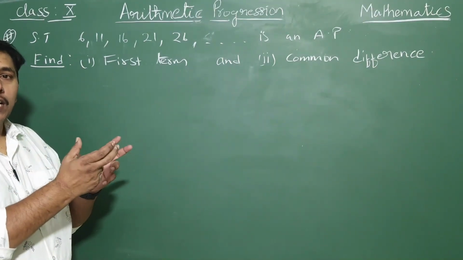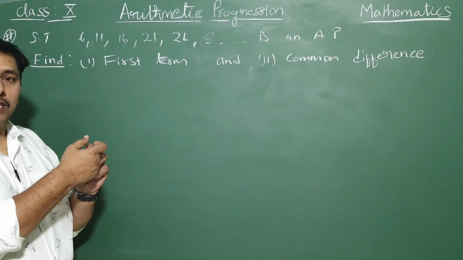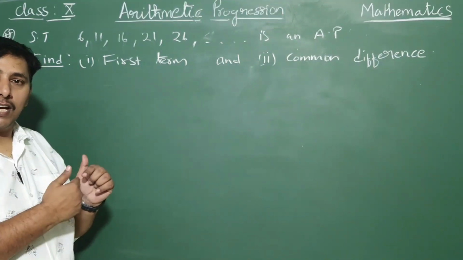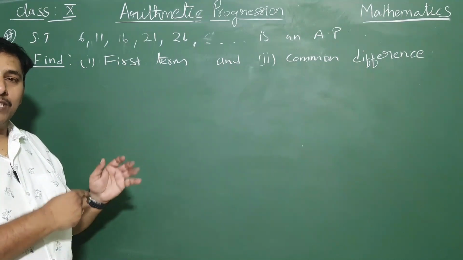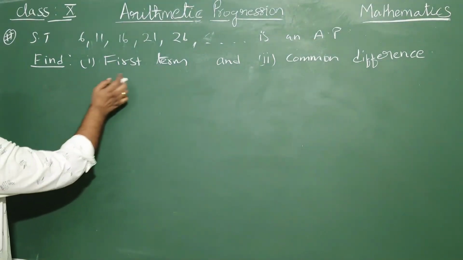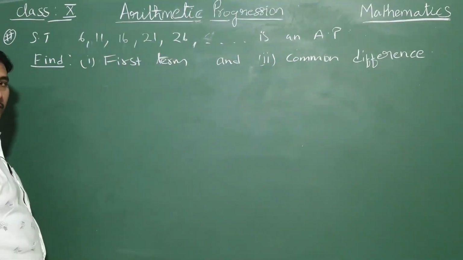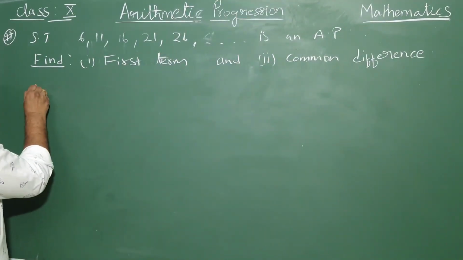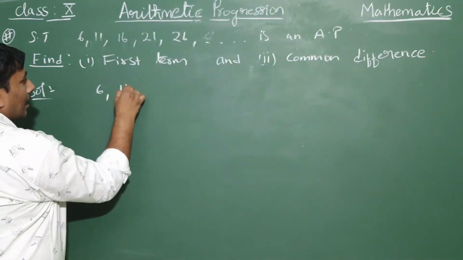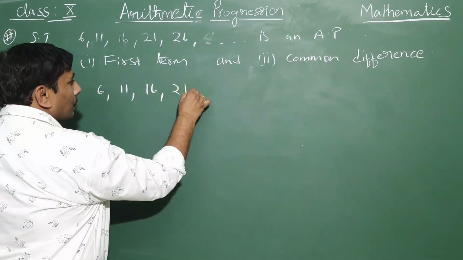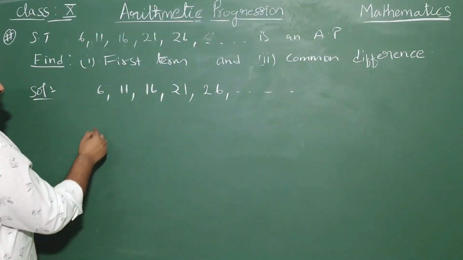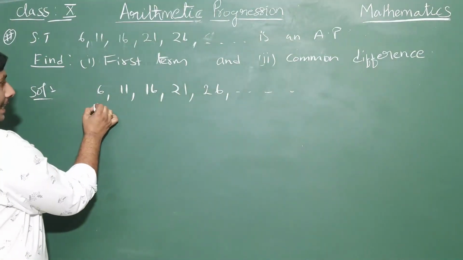If we show that the difference between two consecutive numbers, the preceding number and the next number, is the same, that the difference is constant, then we can say it is an AP. Okay, so let us find it out. First we have to find the first term, then the common difference. The given sequence is 6, 11, 16, 21, 26 and so on. From this I'll trace out the first term, second term and third term.